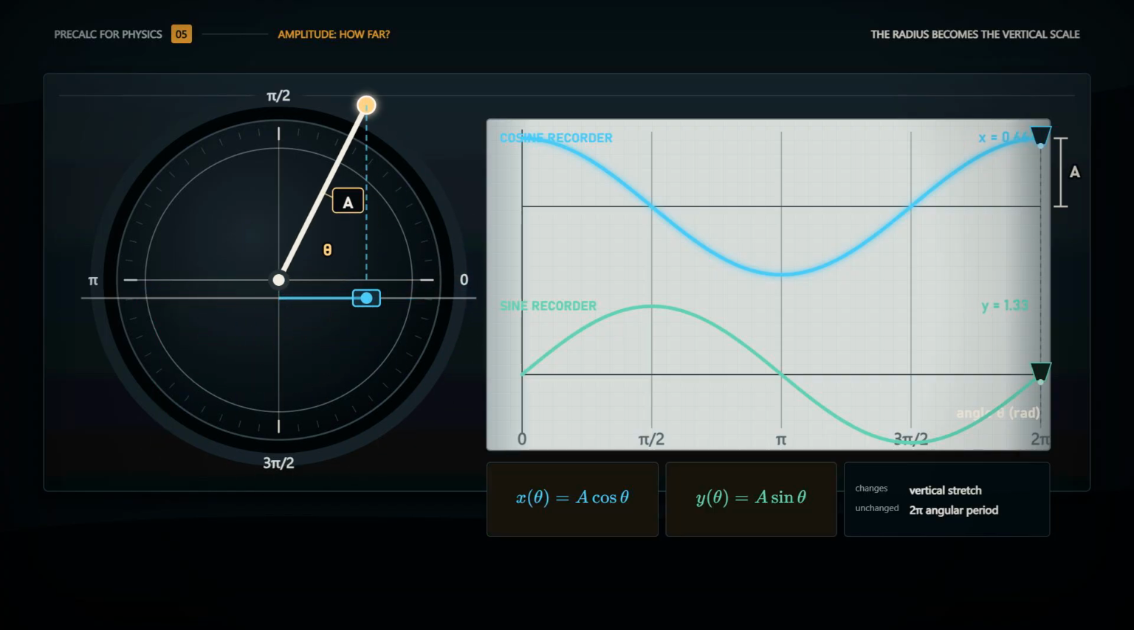For a crank of radius a, the horizontal position is a cosine theta and the vertical position is a sine theta. Changing a stretches both graphs vertically. It does not change the radian input or the 2 pi angular period.